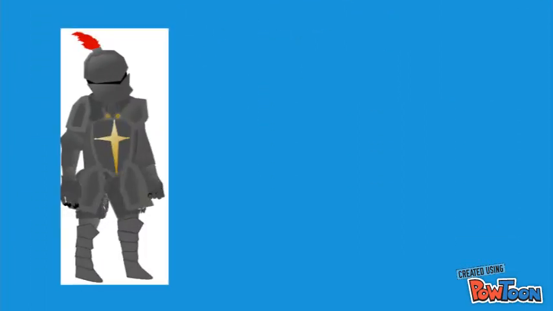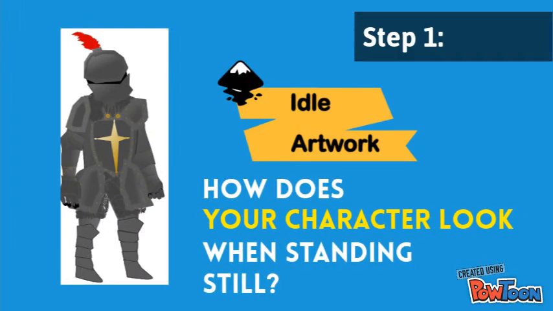In your idle artwork, think about what your character looks like when it's standing still. We recommend using Inkscape, which is an open source application for creating vector-based art, or you could use Adobe Illustrator from the Adobe Master Collection suite.